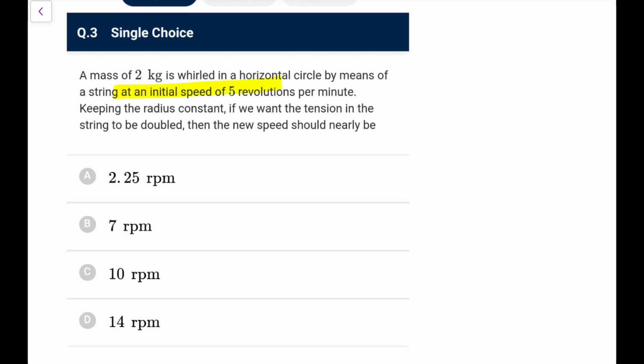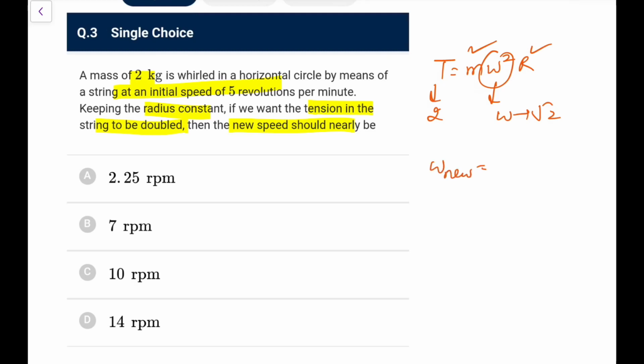Next one, you have a block of 2 kg whirled in a horizontal circle by means of a string at an initial speed of 5 rpm, keeping radius constant. If we want the tension in the string to be doubled, then the new speed will be. We know T is equal to m omega square r. M is same, r is same, T is to be doubled, that means omega square is doubled or omega is root 2 times. So new omega would be 5 root 2. Root 2 is approximately 1.4, so 7 rpm is the most appropriate one.